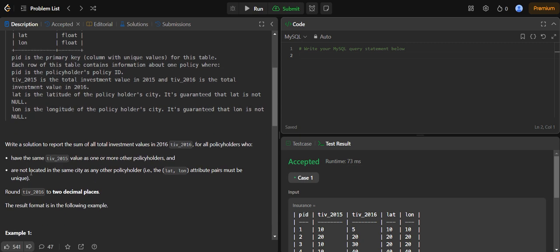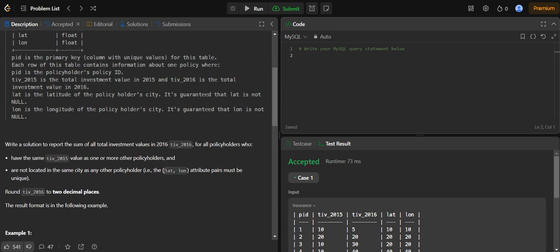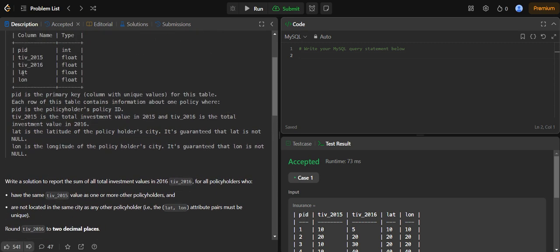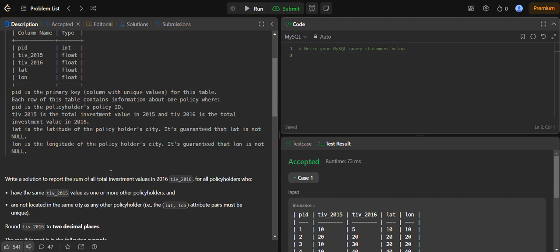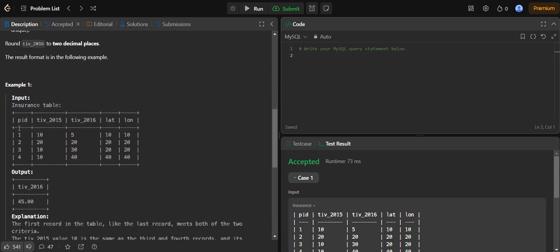And they are not located in the same city as any other policyholder. That means their city must be unique, that is, the latitude and longitude attribute pair must be unique. So this must be unique, and the 2015 value must be repeated. Also, round TIV 16 to two decimal places. That is easy, we can easily round this value.